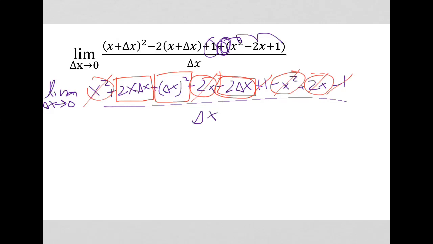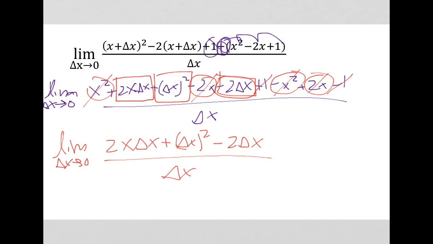So let's rewrite this as the limit as delta x approaches 0 of what's left over, 2x delta x plus delta x quantity squared. What else do I have? Minus 2 delta x, all over delta x. Now I can go through and factor that delta x, but I can also just cross one delta x off from each term. So that guy is gone, one of those is gone, and that guy is gone.